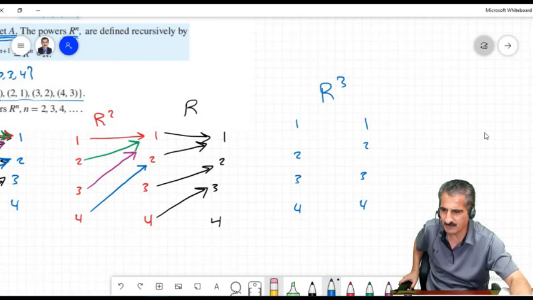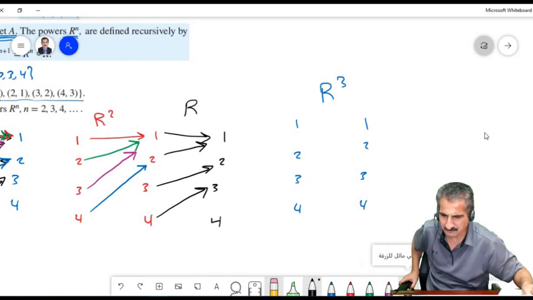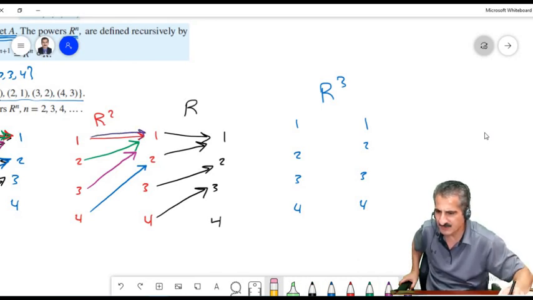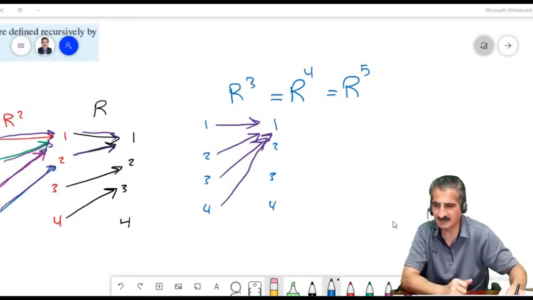So we follow the paths now. So okay, let's see what's happening. Now 1 goes to 1, and here 1 goes to 1, so we have that. 1 goes to 2, and 1 goes to 1, so we have 2 goes to 1. Now 3 goes to 1, and 1 goes to 1. 3 goes to 1, and 1 goes to 1, right? So we have 3 goes to 1, 4 goes to 2, and 2 goes to 1. So we will have 4 going to 1. This is R to power 3.